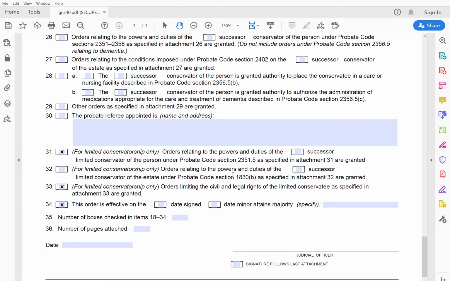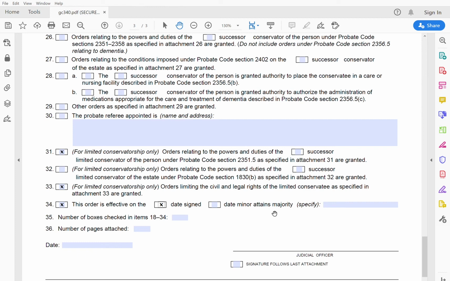1830B, this is typically more for a limited conservatorship of the estate. I do not check it. This order is going to be effective on one of these two. I let the court decide whether it's effective on the date signed or the date minor attains majority. Actually, I would know which one. Usually it's date signed, but sometimes it's the date minor attains majority. I've tried this, but the courts I've dealt with don't typically allow that.